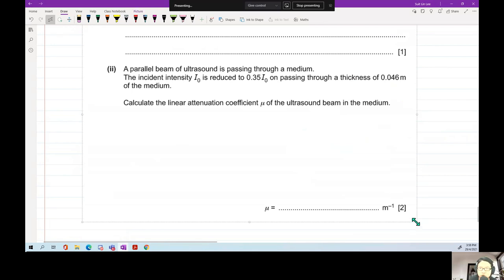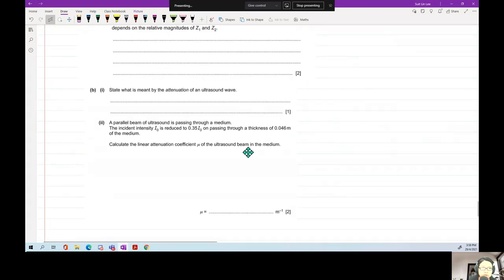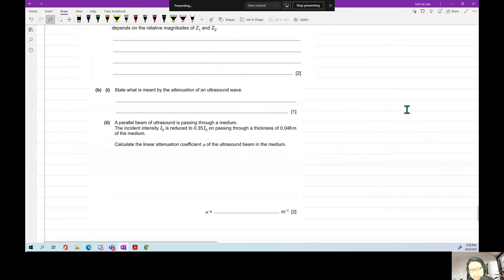So for B, we are looking for attenuation. State what is meant by attenuation of ultrasound wave. So this is loss of wave power or ultrasound power or intensity as it travels across a medium.